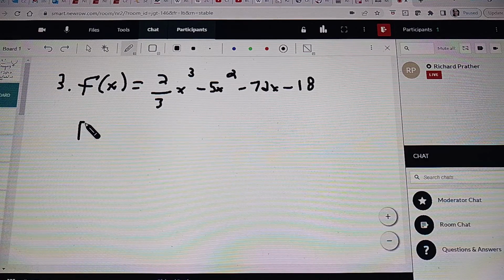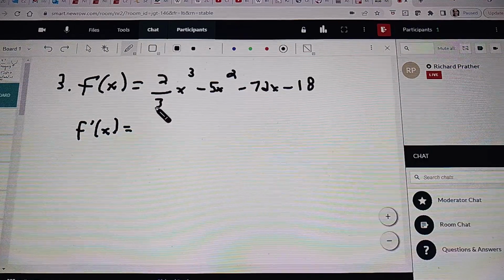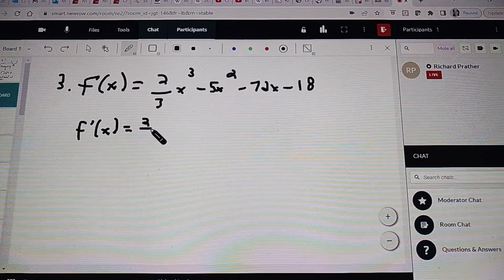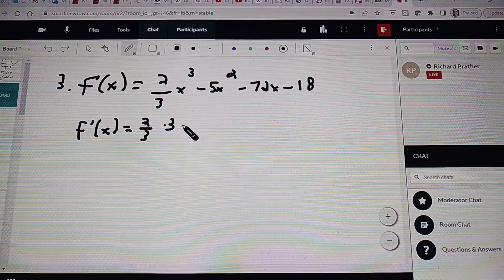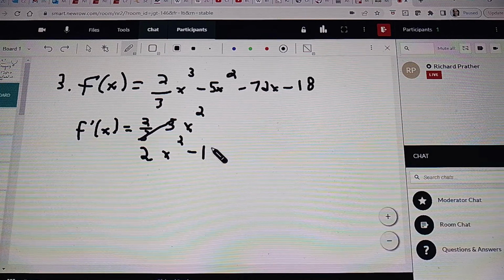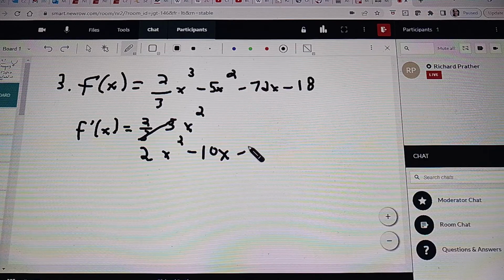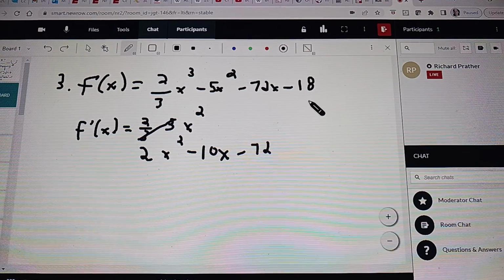So we're going to find its derivative first. This is a simple term-by-term power rule. So 3 times 2/3. See, that's nice. 3 times 2/3, literally. And then you decrease the exponent by 1. That's nice because the 3's cancel out. So the derivative part is just 2x squared for that term. And then 2 times -5 is -10x to the first. The derivative of -72x is -72, and the derivative of 18 is nothing.